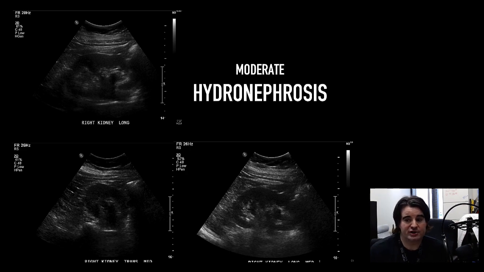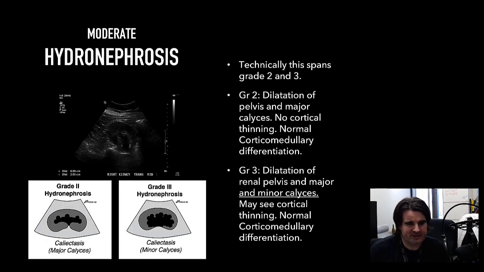Moving on to moderate hydronephrosis, we see more dilatation, more black space, frankly, of the anechoic space within the pelvis and within the major calyces. And the medulla now is kind of more short and thin. This really contains both grade 2 and 3, again on this Onan scale. In grade 2, we see dilatation of the pelvis and major calyces with normal cortical thickness. In grade 3, we see dilatation of the renal pelvis and major and minor calyces, as you can see here. And you may in fact see cortical thinning, but the cortex and the medulla are easily differentiated.